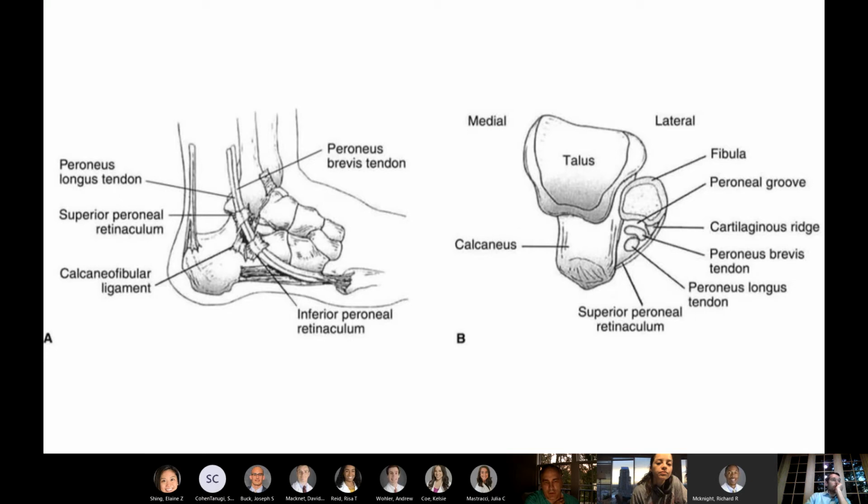So the tendons are held behind the fibula by two different things. One is a retrofibular groove, and then the other is the superior peroneal retinaculum. There is a cartilaginous ridge at that edge. And if somebody dislocates the peroneals, it doesn't rip the superior peroneal retinaculum in half. What it does is elevate it off of the bone and allows the peroneal tendons to come onto the side of the bone.